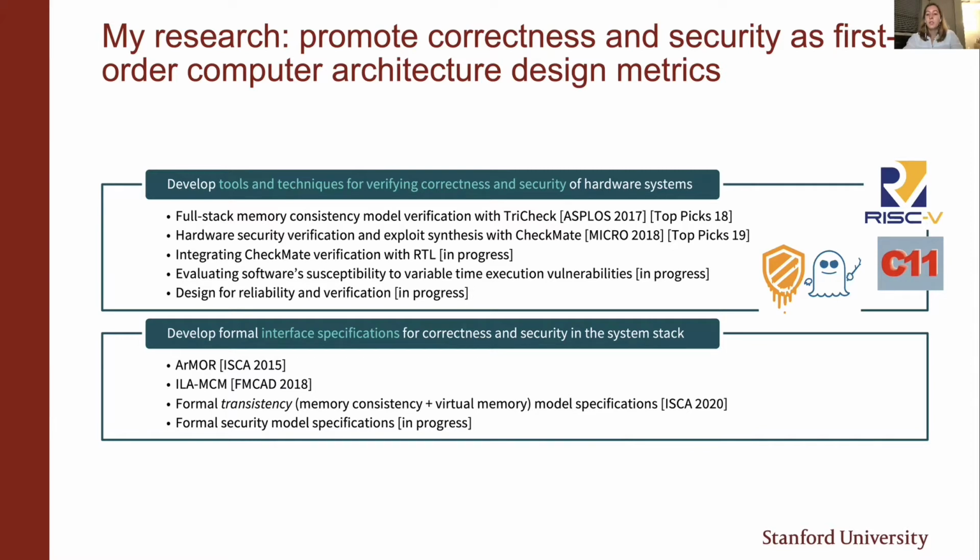The first theme deals with developing tools and techniques for verifying the correctness and security of hardware systems. This work has led so far to the discovery of a series of bugs in the RISC-V memory consistency model, as well as the C11 memory model and some commercial compilers. It has also resulted in automatically synthesized new variants of the now famous Meltdown and Spectre attacks. Since verification requires some property to verify against, the second major theme of my work deals with developing formal interface specifications for describing correctness and security guarantees throughout the hardware-software stack.